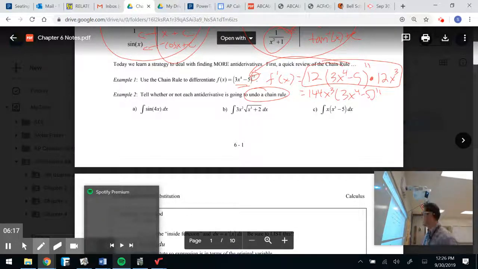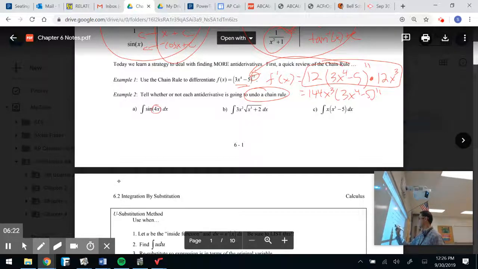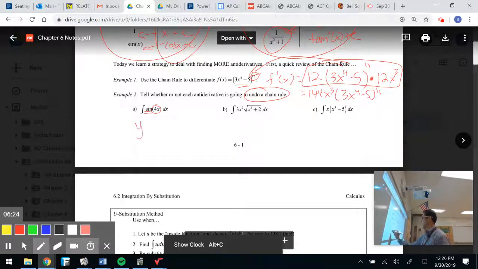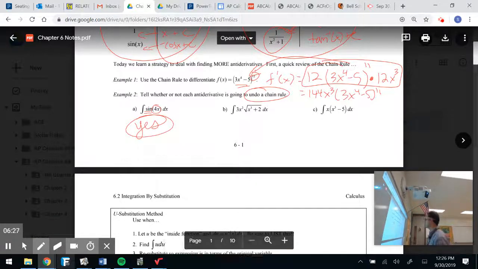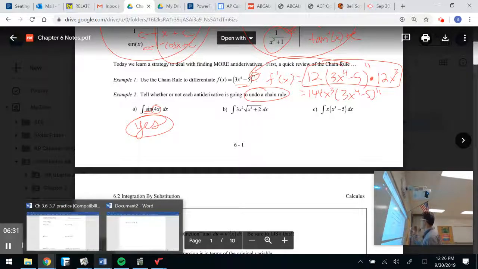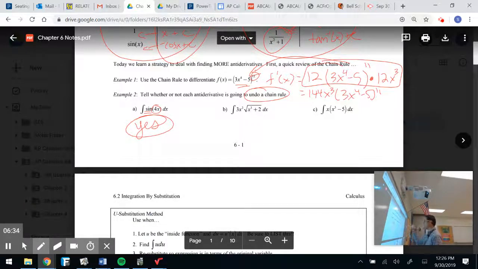The antiderivative of sine of 4x, is that an antiderivative where you're going to have to undo a chain rule? And hopefully you're like, for sure, Mr. T, because I have an inside and I have an outside. So yes, for sure, right? Okay, what about B? Is that going to have an inside and an outside where I would have to undo a chain rule? For sure. And why? Because that's an inside. Ooh, square roots. But then I have that too? But wait a second. Well, the derivative of that is 3x squared, and that's right there. So yeah, that definitely looks like it's got some type of a chain rule going on.